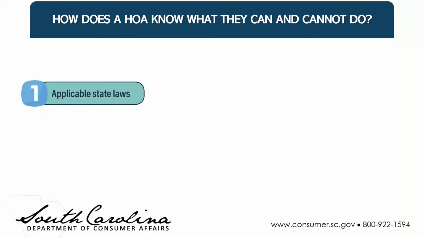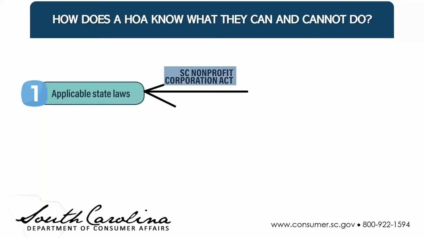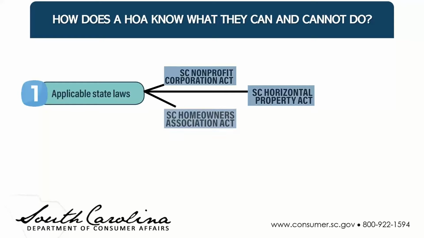The first one being applicable laws. In South Carolina, there are 3 different laws that may or may not cover an HOA depending on how they're set up. First one being the South Carolina Nonprofit Corporation Act. That applies to specifically registered nonprofit organized HOAs. We have the South Carolina Horizontal Property Act that covers horizontal property regimes. And we have the South Carolina Homeowners Association Act. These different bodies of law go into different levels of detail as to what a homeowners association must do, again, depending on how they're set up.